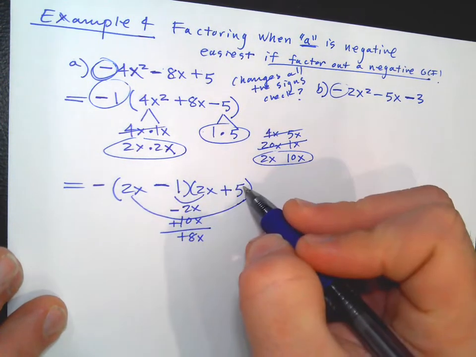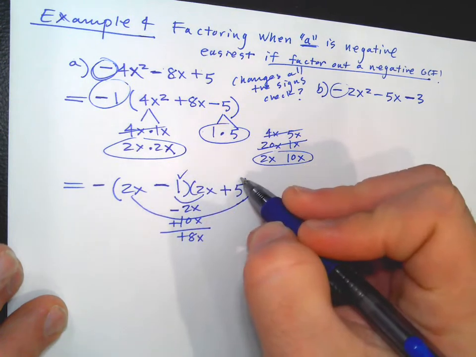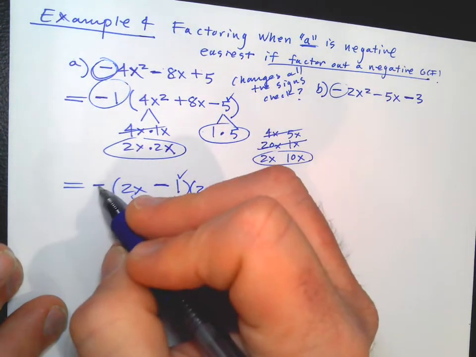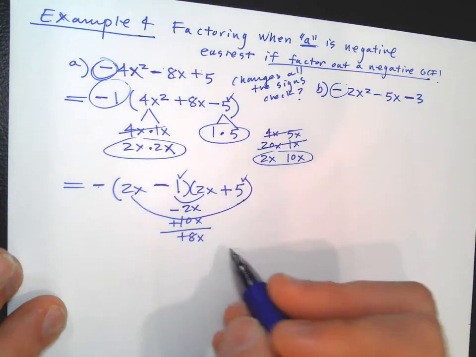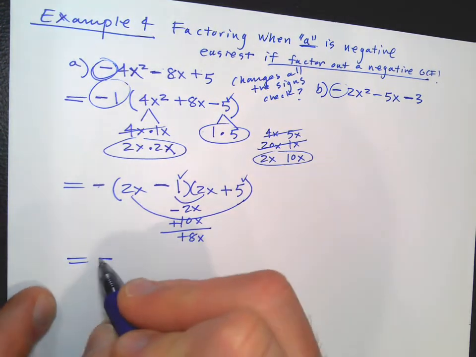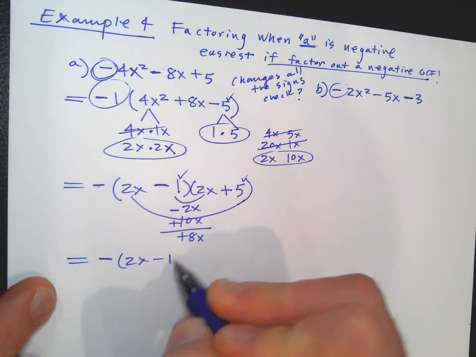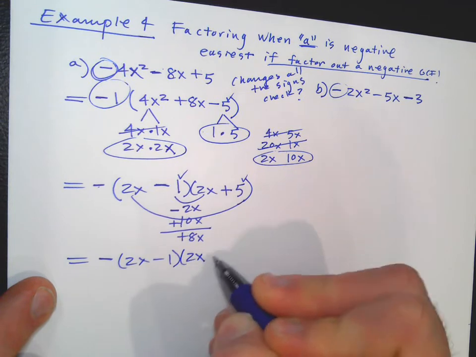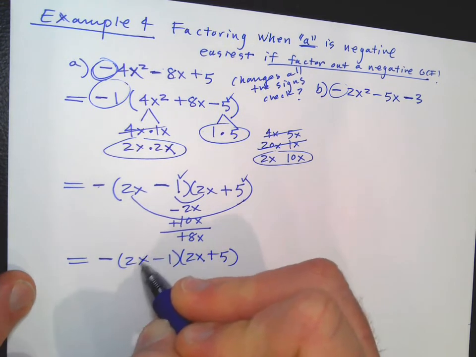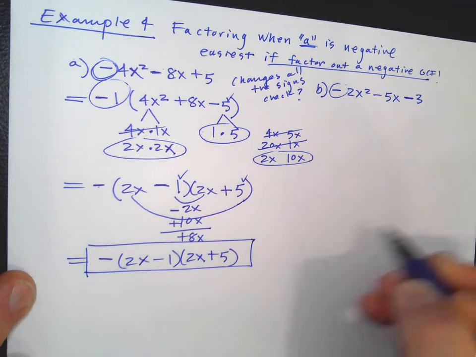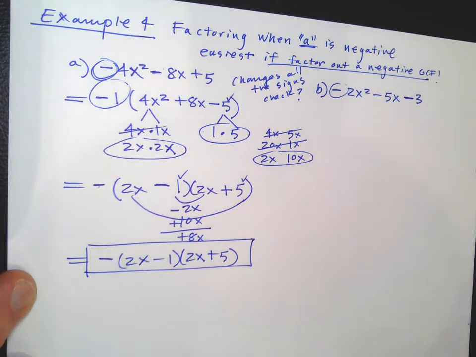Negative 1 times 5 is negative 5. And then you multiply the negative by that, and you get back to where we started. So it's going to be negative (2x minus 1)(2x plus 5). That's your answer. Don't forget the negative in front.